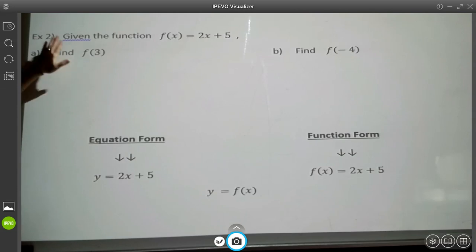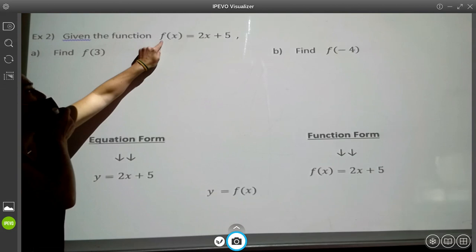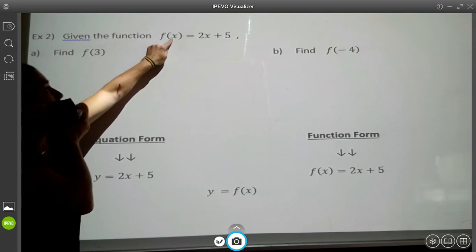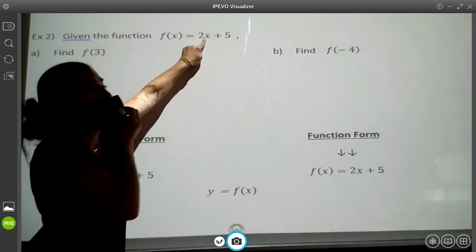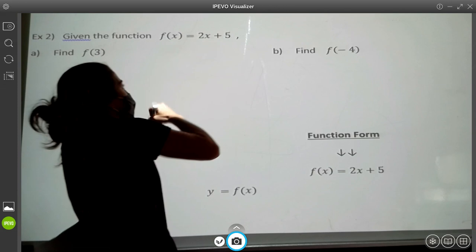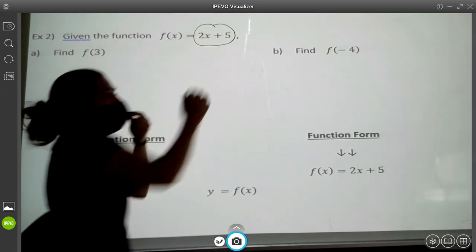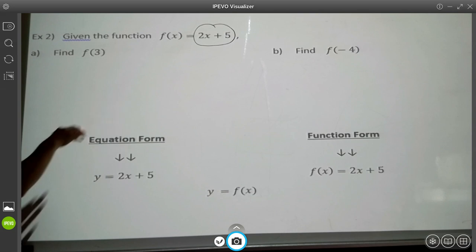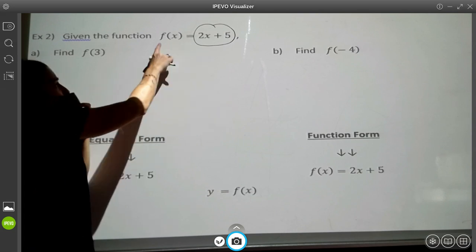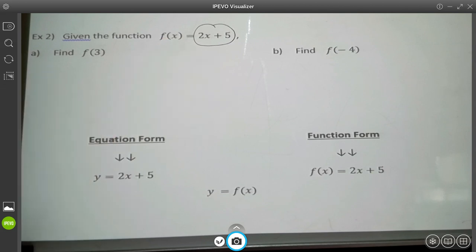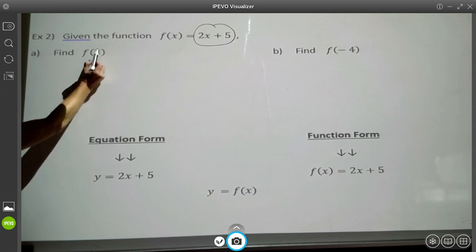So now we're given the function f of x. This is the function f. F is the name of it. X is who's going in, and then this is the mathematical rule. This is what's going to happen to x once you plug it in. You're going to times it by 2 and add 5. So that's what would live inside the function machine. That's the rule that would live inside of there. Now they haven't written it as y equals, they've written it as f of x. Now it's in function form. So the way they ask you to plug 3 in is they ask you to find f of 3.